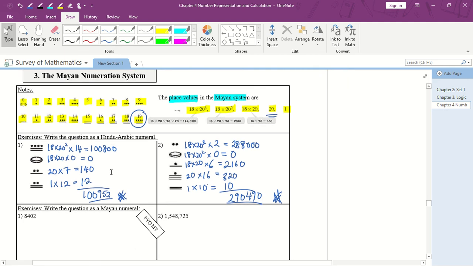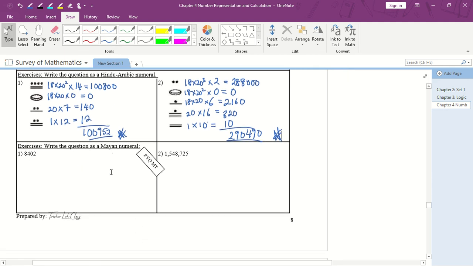And now, the challenge is always how to convert numbers, or I should say Hindu-Arabic numerals, into the Mayan numerals, okay? So again, I would suggest the same concept. Try to write 1, 20, 18 times 20, 18 times 20 square, 18 times 20 cube, or maybe 18 times 20 to the power of 4. Okay, now once you write it, try to calculate what is the amount of it.